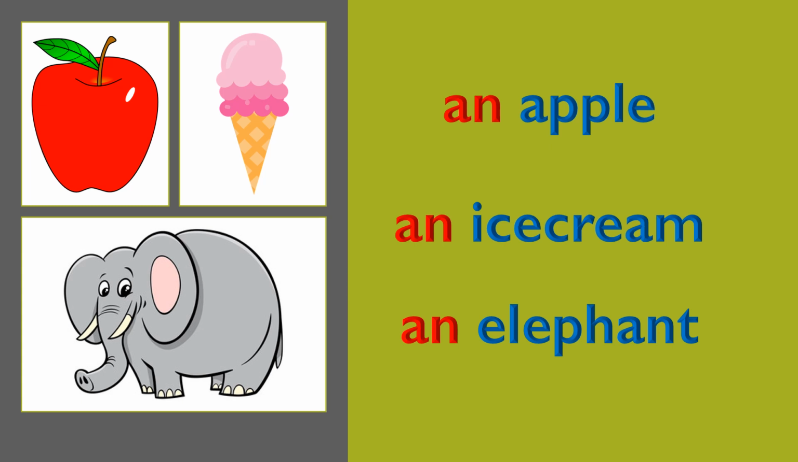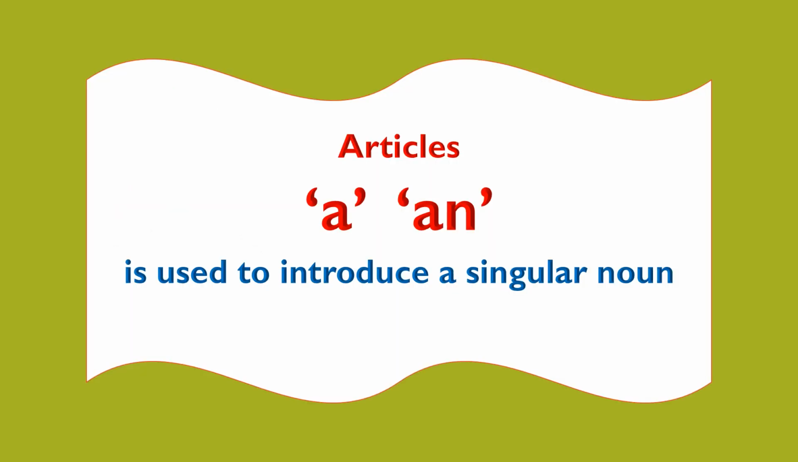We use an before words that begin with the vowels. Apple starts with A. A is a vowel. Ice cream starts with I. I is a vowel. Elephant starts with E. E is a vowel. That's why we use an before words that begin with the vowels. Articles a and an are used to introduce a singular noun.